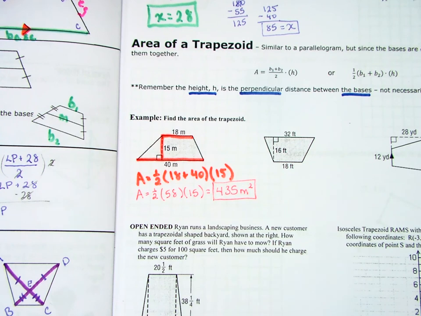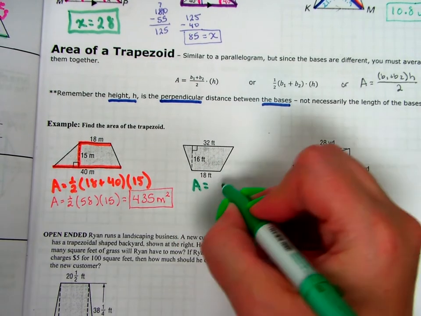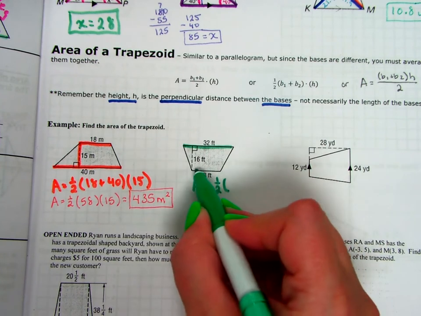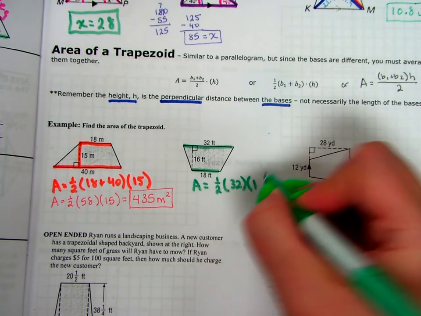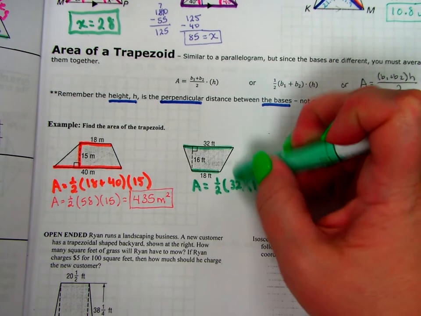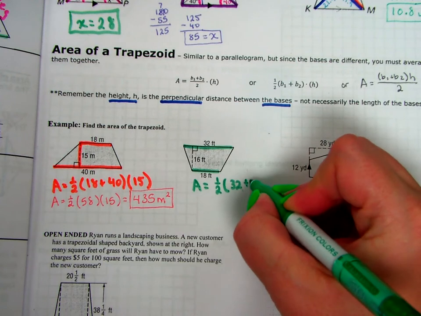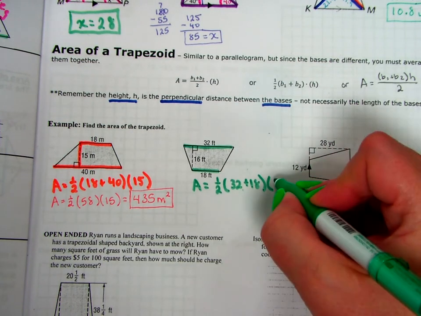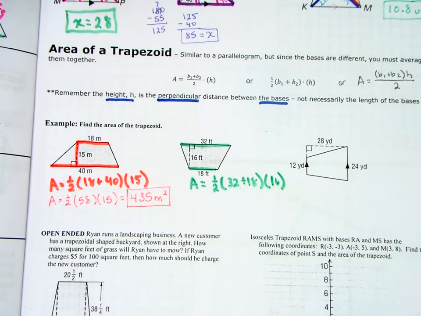Okay. The next one, area equals 1/2. What are my two bases? 32 and 18. Oops, 32 plus 18, not times 18. That will give us a real different answer. And then what's my height? 16.